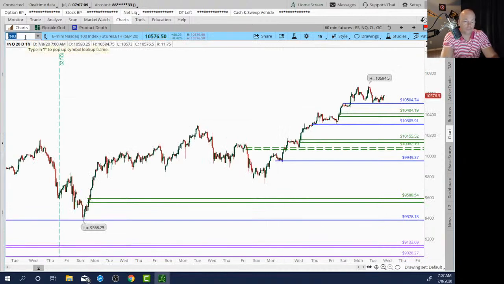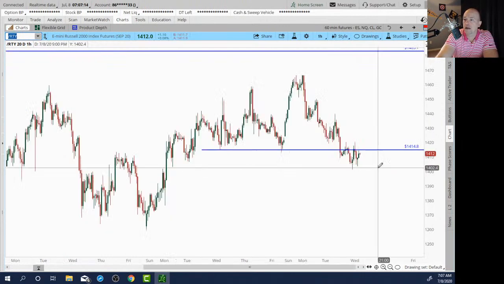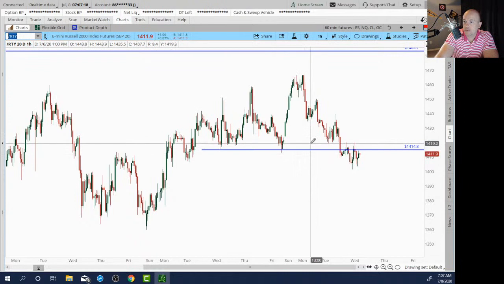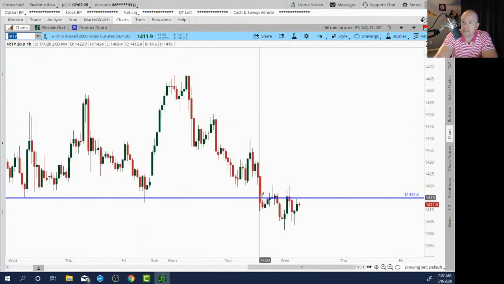All right, so let's look at the Russell. Looking here at the RUT, we see that this 1414 area was the level I was looking at yesterday for a potential breakdown. Unfortunately, we didn't get the prerequisite basing to allow us to enter into the breakdown. Now, since you didn't get the prerequisite basing, that meant that you had to get short on a rally back up to a supply level.